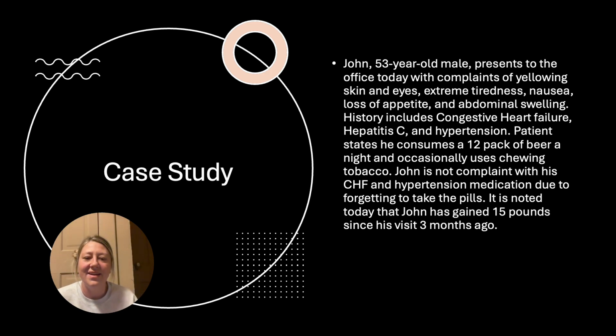All right, and now on to the case study. John is a 53-year-old male. He presents to the office today with complaints of yellowing skin and eyes, extreme tiredness, nausea, loss of appetite, and abdominal swelling. History includes congestive heart failure, hepatitis C, and hypertension. Patient states he consumes a 12-pack of beer a night and occasionally uses chewing tobacco. John is not compliant with his CHF and hypertension medication due to forgetting to take the pills. It is noted today that John has gained 15 pounds since his visit 3 months ago.